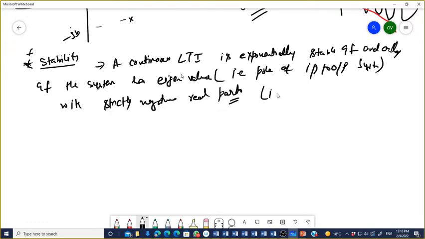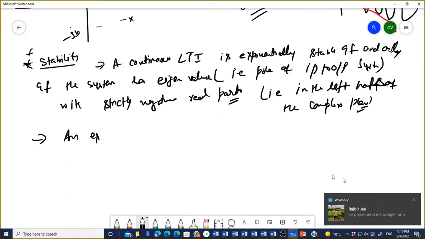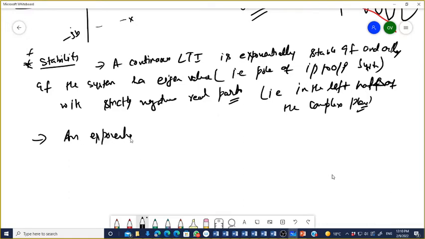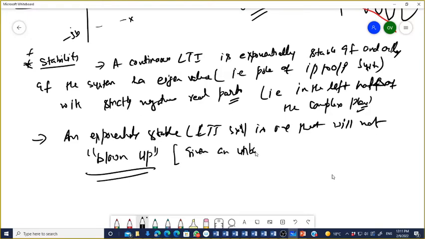What does negative real parts mean? That is, in the left half of the complex plane, and the system is said to be stable. You can also say that an exponentially stable LTI system is one that will not blow up. If the system blows up, then the system is unstable. What is the meaning of blown up? It gives an unbounded response. Unbounded output. If the system output is unbounded, then again the system is unstable, right?